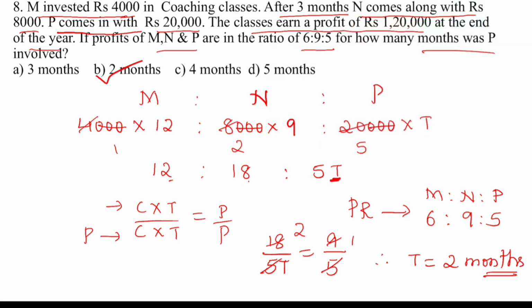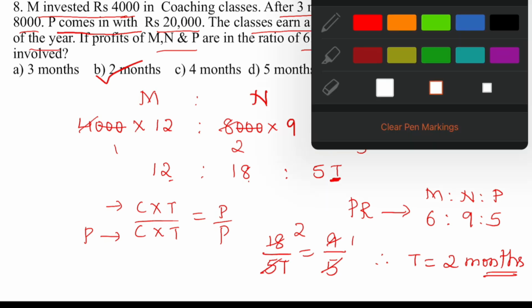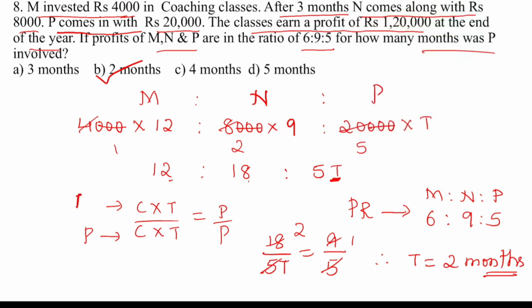We'll take M and P. So we'll do it here only. If I take M here, M is 18 parts and P is 5t, which is equal to, M is how much? 6 parts in the profit ratio. 6 by 5, 5 cancels. Sorry, M is 12 here. So ones are 6, twos are 12, therefore T is equal to 2.